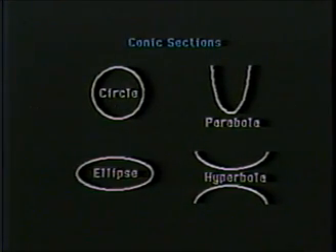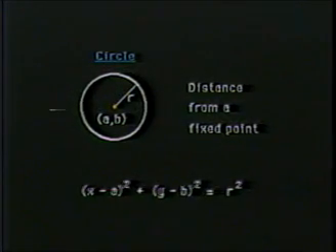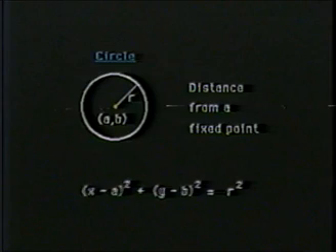You remember that we got our algebra equation for a circle by looking at all points which were a constant distance r from the center (a, b). Then we used the distance formula. Okay, now we're going to get formulas for the other conic sections in a similar way.